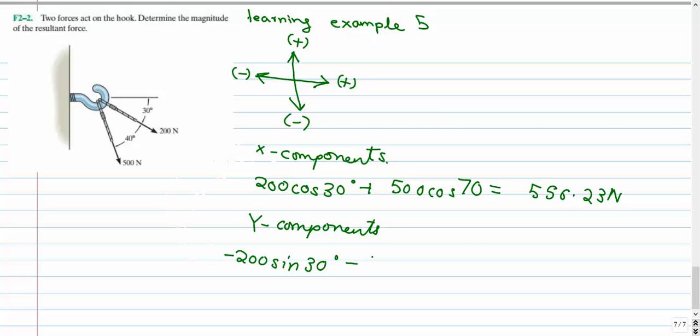So minus 500 sine of 70 degrees, and this is going to give us negative 421.4.